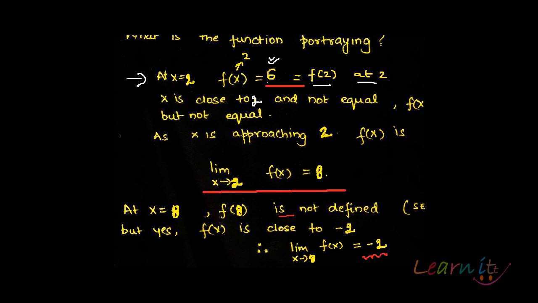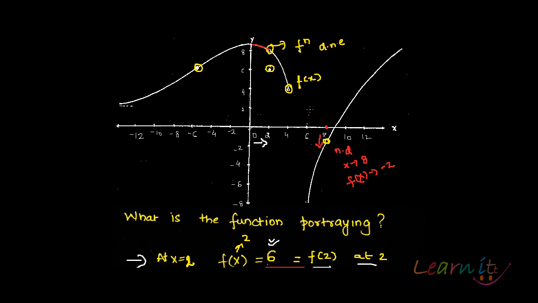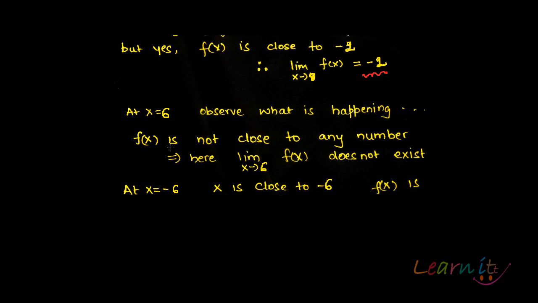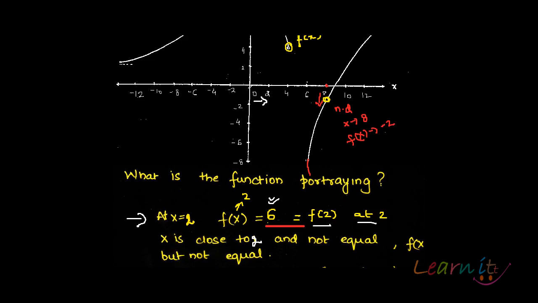At x equals 6, observe what is happening. This function is just moving on and on. It is not approaching any limit at x equals 6. It is not getting close to any particular real number; the curve is just moving on. Therefore we say that the limit at that point does not exist.